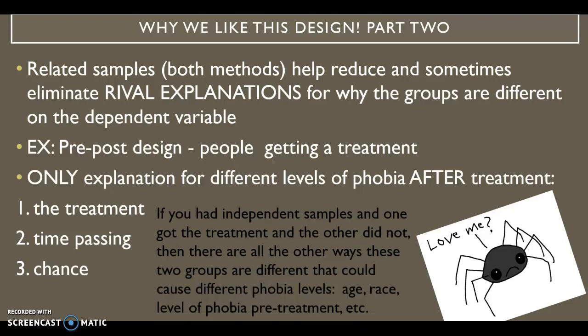So if you had independent samples and one of those groups got the treatment and the other one didn't, there are all kinds of reasons why that second group who got the treatment might be different other than the treatment. It could be all the other characteristics about those groups that make them different. Maybe that group had worse levels of phobia, and you don't know that because they're different people. In the related samples, you do know that. You measured them all before you gave them treatment, and then you measured them all again after treatment. So it does eliminate a lot of the other explanations. So that's another reason why we like this design so much.